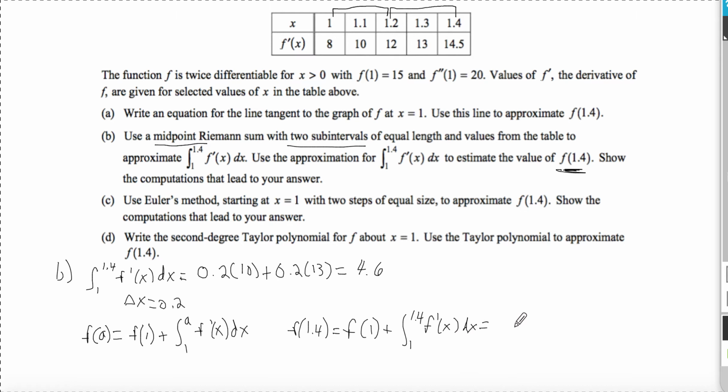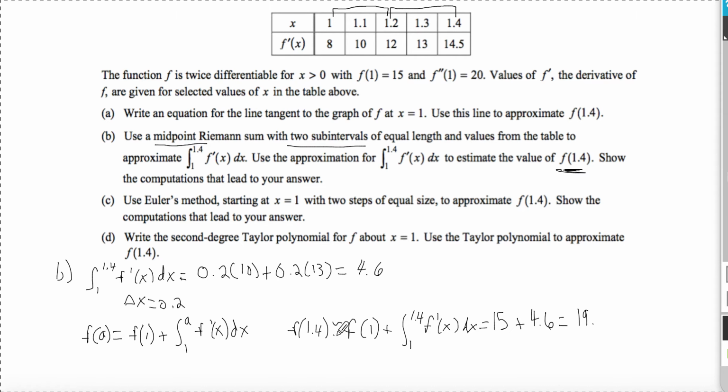And I know a lot of these values. F of 1, I already had up here in my problem, is 15. So it's going to be 15 plus my integral from 1 to 1.4 of f prime x dx. It said use this integral to approximate the value. So I'm going to use the value I just found up here, which is 4.6. And I'm going to say that 19.6, I guess this should be, in this case, an approximation. So I'm going to change this sign over here.